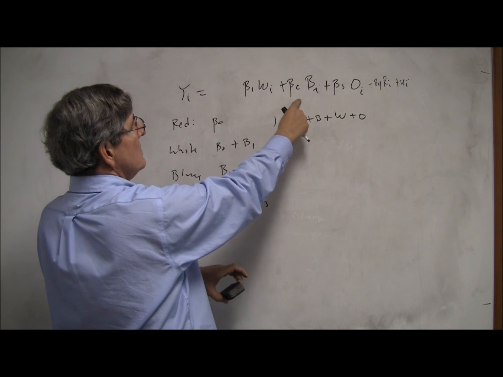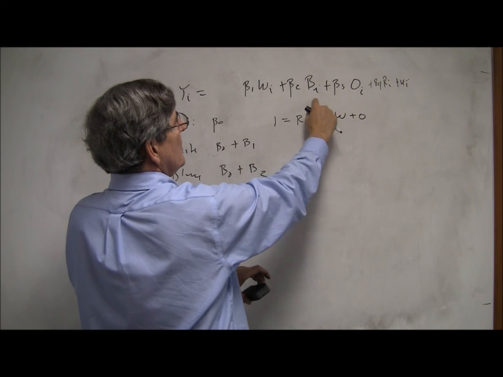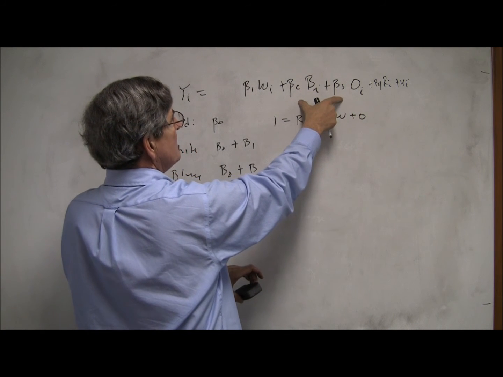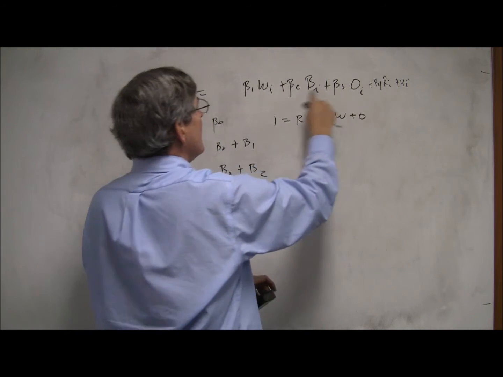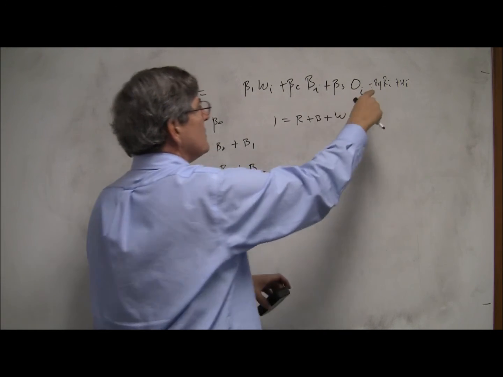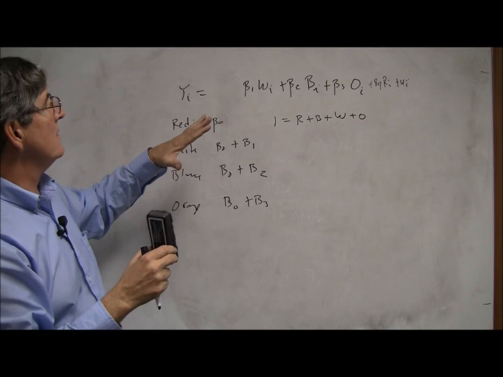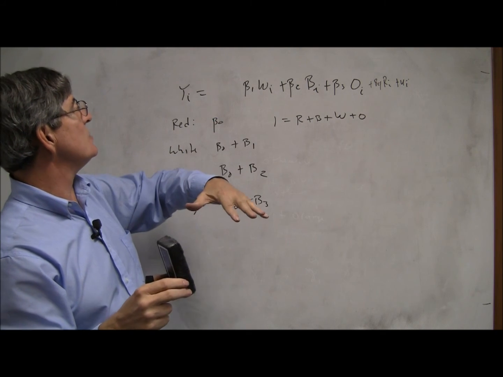And then if you wanted to test white and blue, you'd test that beta 1 equals beta 2. If you want to know if blue and orange are the same, you test that beta 2 equals beta 3. If you want to know that red and white are the same, you test that beta 1 equals beta 4. We haven't learned to do those kinds of tests yet. That's what's in Chapter 7.